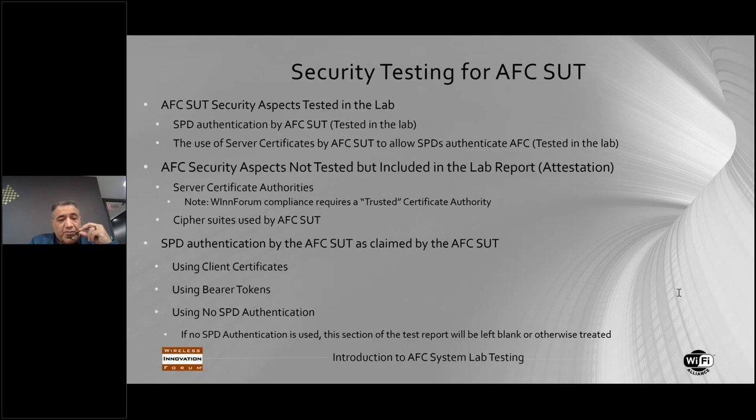However, I just want to mention, and I'm speaking on behalf of WInnForum here, that WInnForum compliance has required some type of trusted certificate authority. But again, that's a discussion we leave between the AFC applicant and the regulatory to decide. But the WInnForum specification requires a trusted certificate authority. Another thing that we are not going to test in the lab, and the test harness is not equipped for, is the type of cipher suites that is used. Once again, in CBRS, we tested all of these because of the sensitivity and the federal operation, but here we thought that this is done based on attestation.